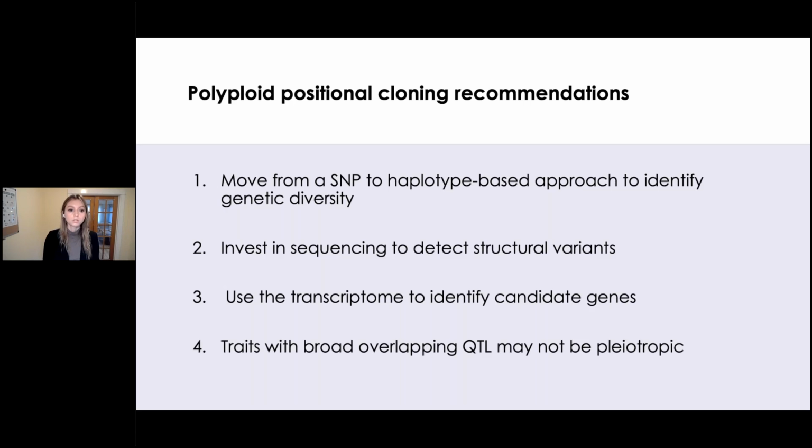And then, traits with broad overlapping QTLs might not be pleiotropic. I want to drive this point home. For example, in our study, we showed that grain length and grain width can both independently contribute to 1,000 grain weight. However, our hypothesis that the gene contributing to grain width was driving 1,000 grain weight variation on chromosome arm 5AL overlooked the association between grain width contributing on chromosome arm 5AS.